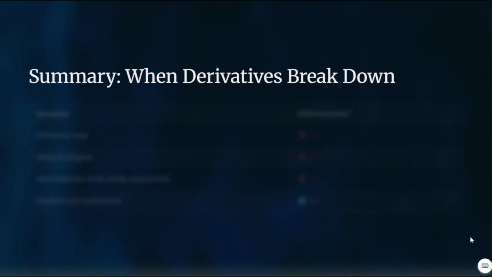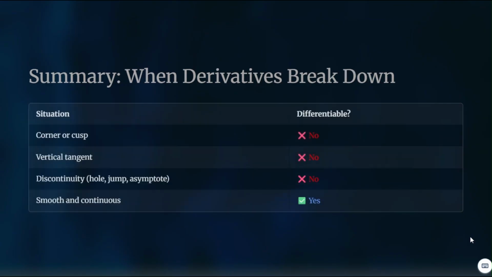So here's a summary: when derivatives break down. If you have a corner or a cusp, the function is not differentiable at that point. If you have a vertical tangent, the function is also not differentiable at that point. And if you have discontinuity, the function is definitely not differentiable at that point. But if your graph is smooth and continuous, then the function will be differentiable at that point.